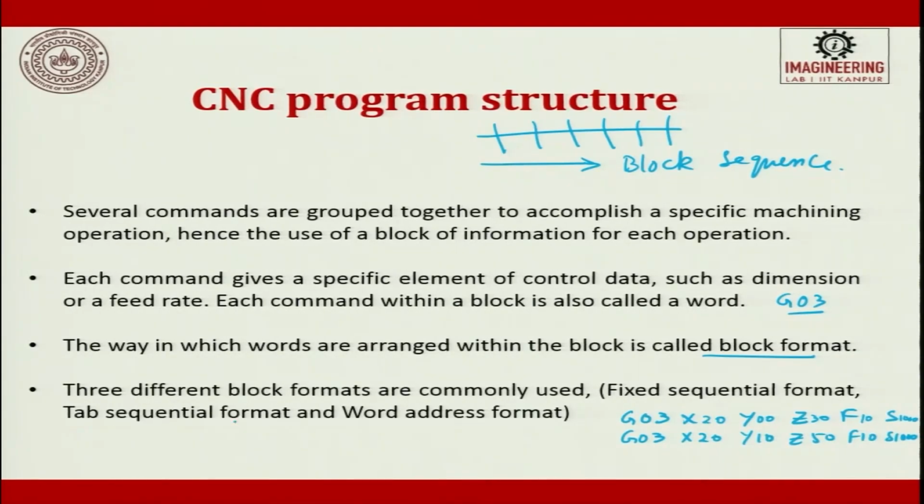Okay. Tab system is you go here, put a tab, it goes to the next. The last one, word address format, which is latest used. So, you do not have to use the same sequence. For example, if there is no change in X, you just write in the next line what is the change in Y value alone. So, word address formats.